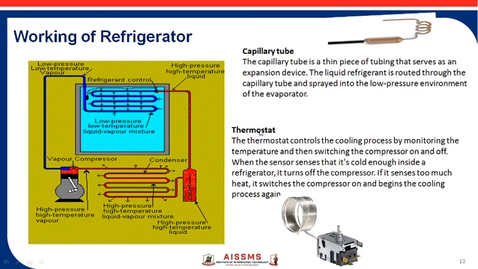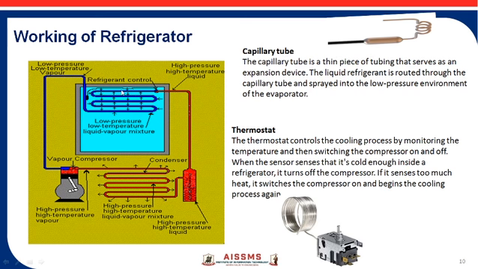Next to that, the thermostat valve is there. The thermostat valve controls the cooling process by monitoring the temperature and switching the compressor on and off as per the load variation. When the sensor senses that it is cold inside the refrigerator, it turns off the compressor, and if it senses too much heat, it switches the compressor on and begins cooling again. The picture shows the thermostatic valve as well as the expansion valve.